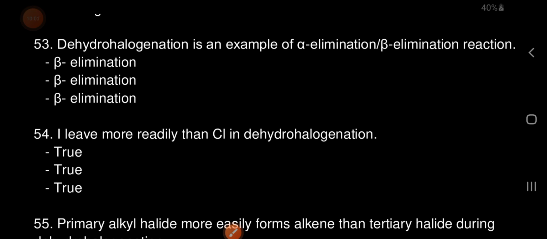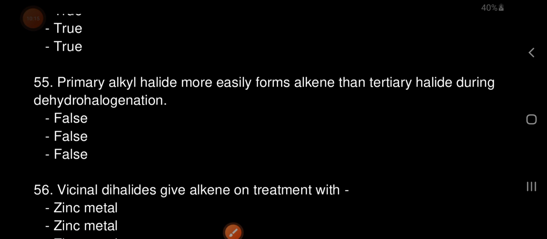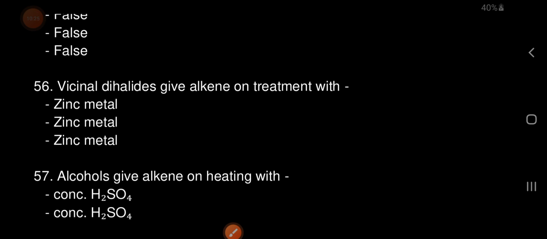Beta elimination. I leaves more readily than Cl in dehydrohalogenation. True. Primary alkyl halide more easily forms alkene than tertiary halide during dehydrohalogenation. False. Vicinal dihalides give alkene on treatment with zinc metal.